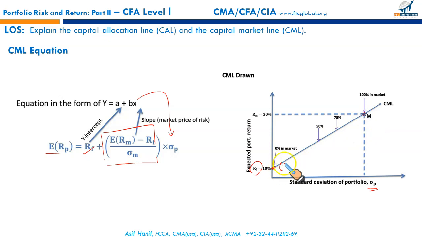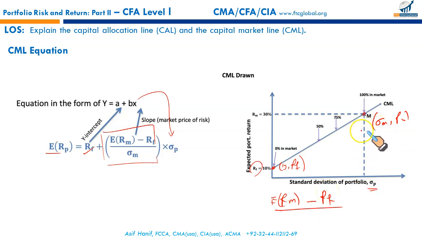The first point has 0 as x and RF as y. And the second point has the standard deviation of the market portfolio as x and RM as y. So if you apply the formula for calculating the gradient, that is y2 minus y1, where y1 here is RF, upon x2 minus x1.